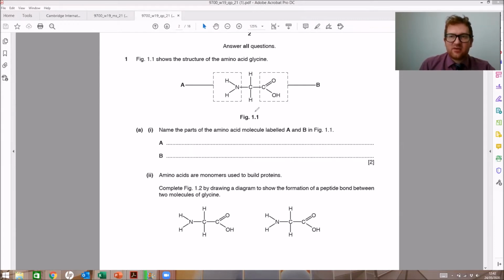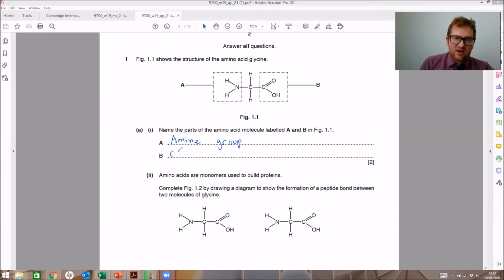Okay, so this is a simple amino acid structure question. You should know this. A is the amine group. The mark scheme does allow you to say amino group, but amine group is the correct name for it. Don't just put amine, because it's a group of things here. And B refers to a carboxyl group, and you can tell this from your early chemistry knowledge as well.